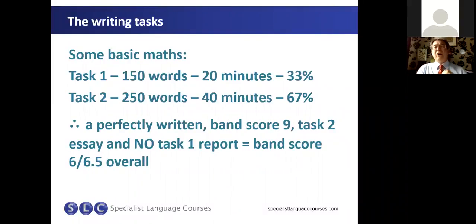But I want you to be honest with yourself. Did I do this in 40 minutes? From first seeing the title, brainstorming it, getting a plan written down, writing it, then editing it. If that took you more than 40 minutes, task 1 suffers because you can't write the task 1 in less than 15 or 20 minutes. Maybe you could go a couple of minutes over your 40.